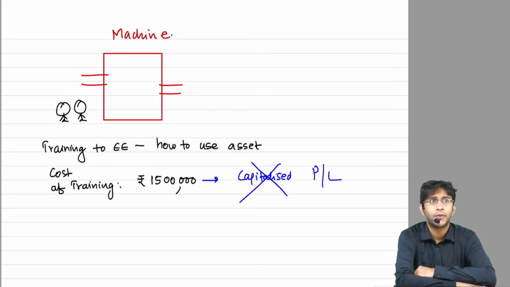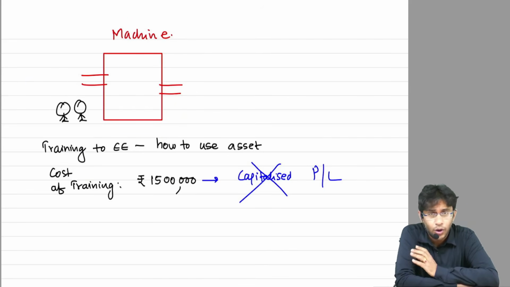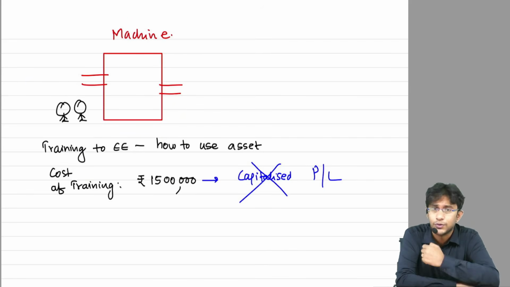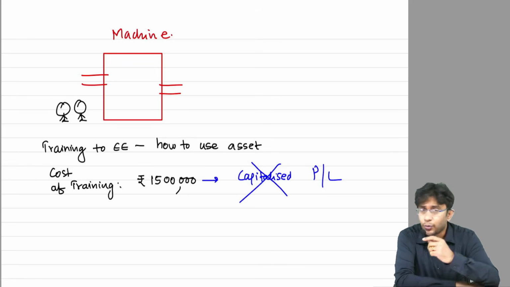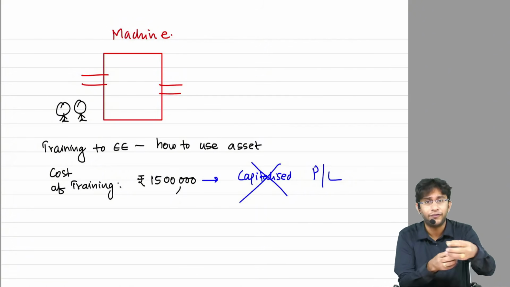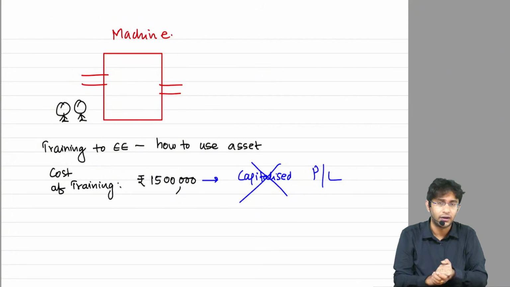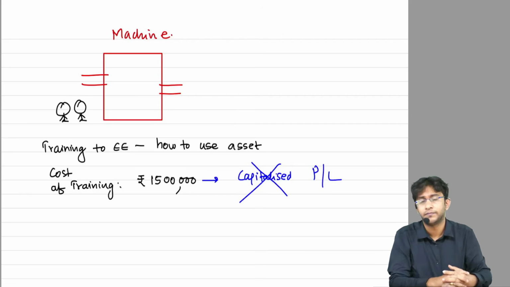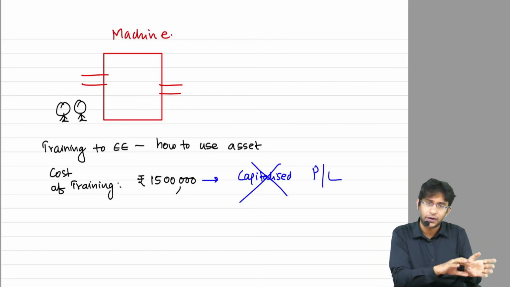Simple, sir. You bought a car. You do not know how to use the car. So you joined a driving school. And you learned how to drive the car. So whatever fees you paid for learning how to drive a car, can you add it to the cost of the car? Can you say that this is also part of the cost of the car?